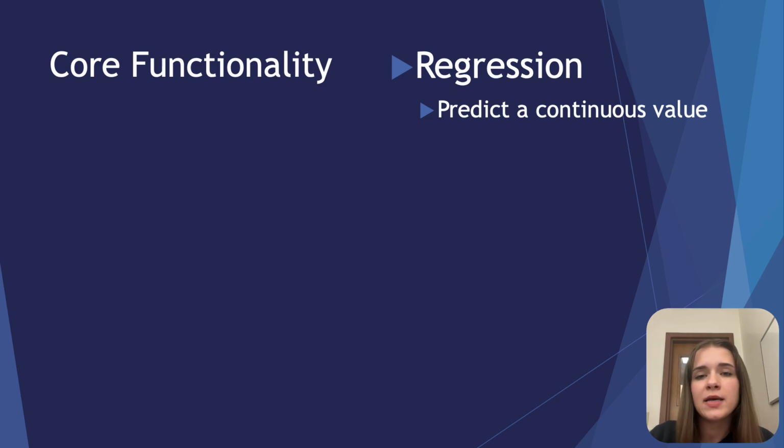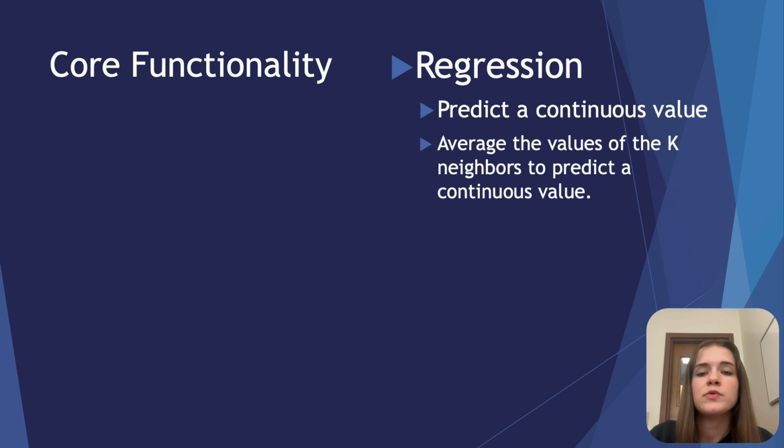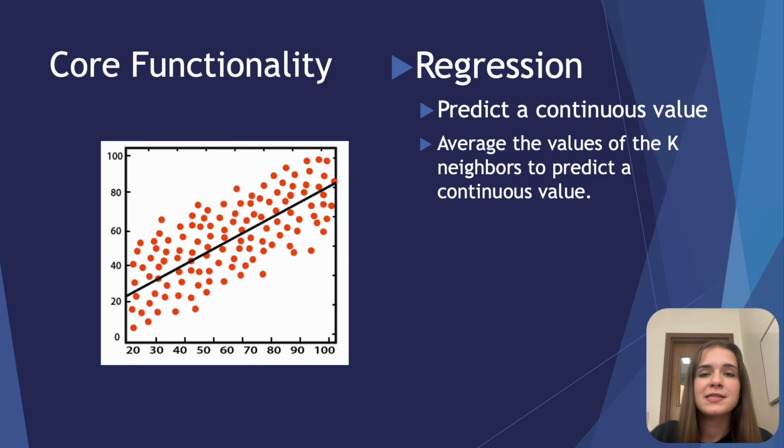You go through the same steps. Select your K, calculate the distance, find your nearest neighbors, but then instead of the majority vote like we did with classification, you take the average of values of the K neighbors to predict a continuous value. So that's essentially how the algorithm works. Now I'm going to talk a little bit about how it's being used in real world scenarios.